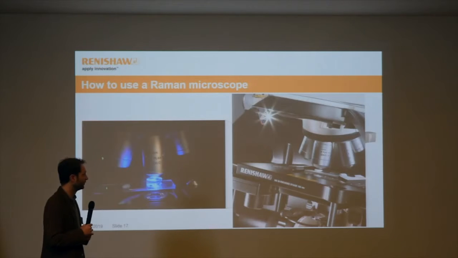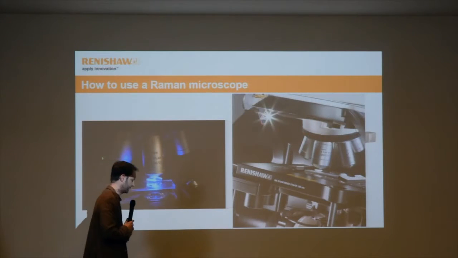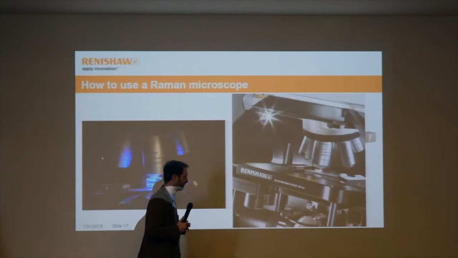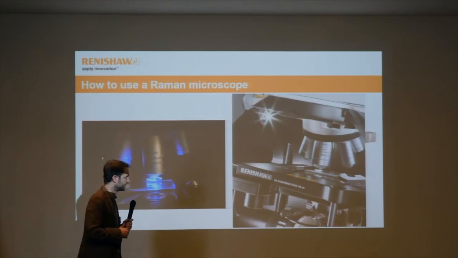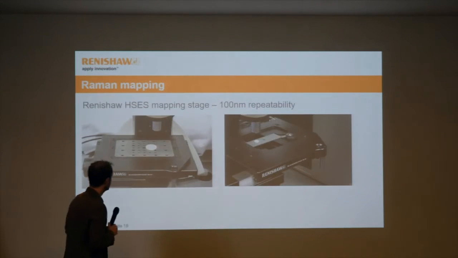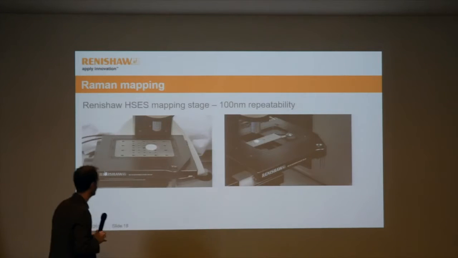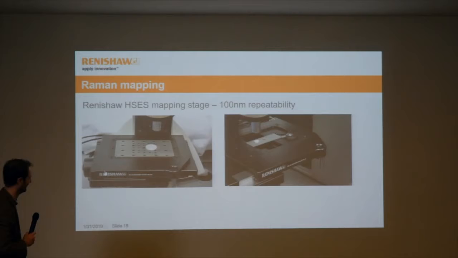So here on this picture, you've got a picture of the mapping stage, which is manufactured by us, by Renishaw. And I'm going to talk about it in a second, so to create images. So how do you create images? I think there should be a video here. The video doesn't want to work, but anyway, it moves normally.